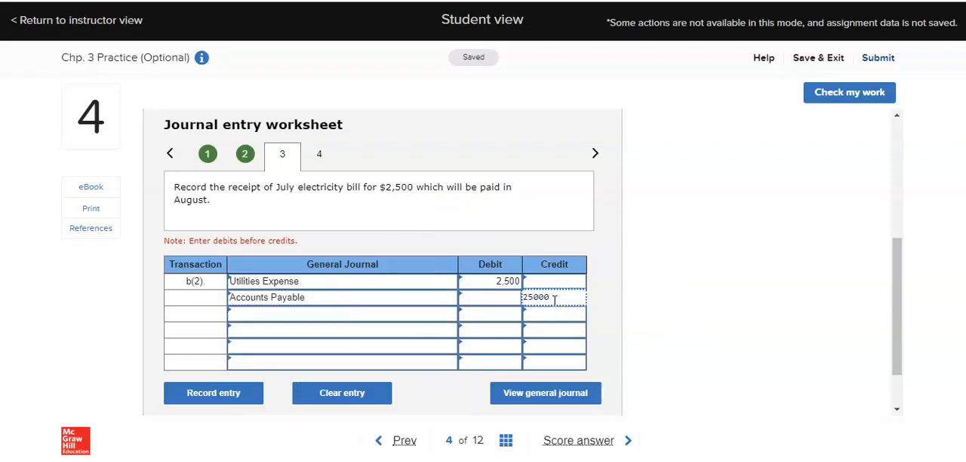Liabilities, like accounts payable, are on the right side of the accounting equation. Therefore, we credit or right side them to increase them.